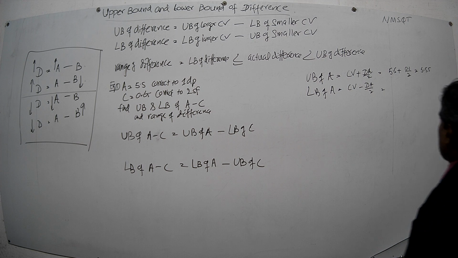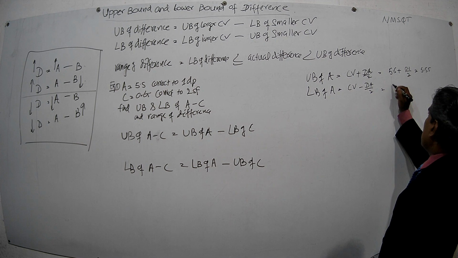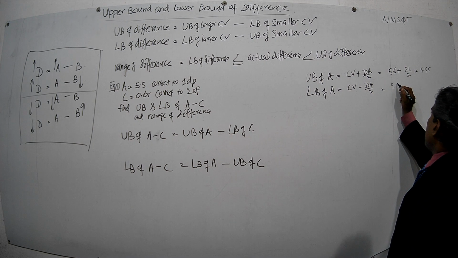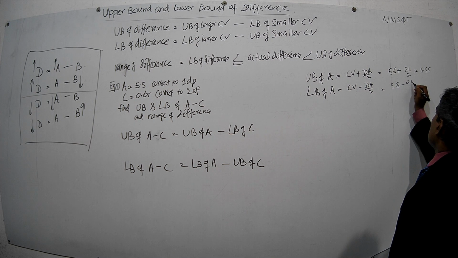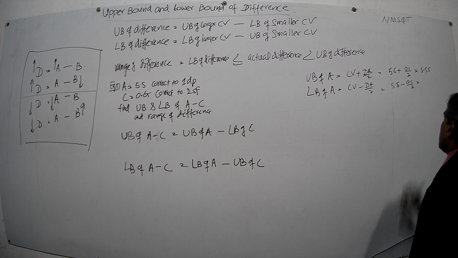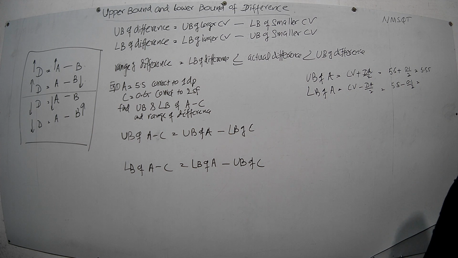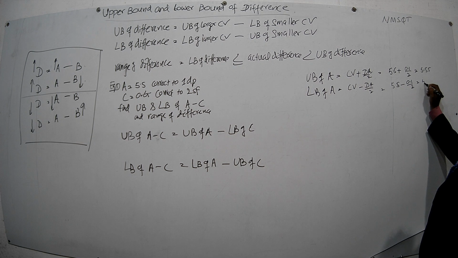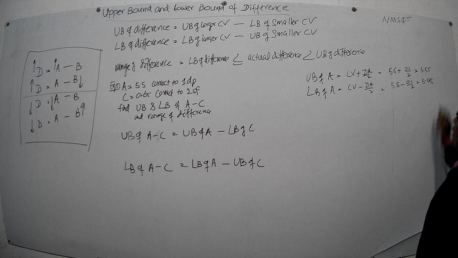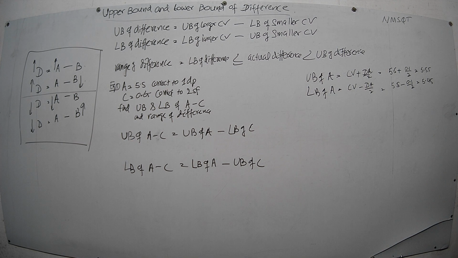Then go to the lower bound of A. Lower bound of A, again what? Corrected value is the same, 5.5, minus degree of accuracy of 0.1 over 2. Now you deduct. After dividing 0.1 by 2 it is 0.05, then deduct this, then you get 5.45. Now, upper bound and lower bound of A are done.